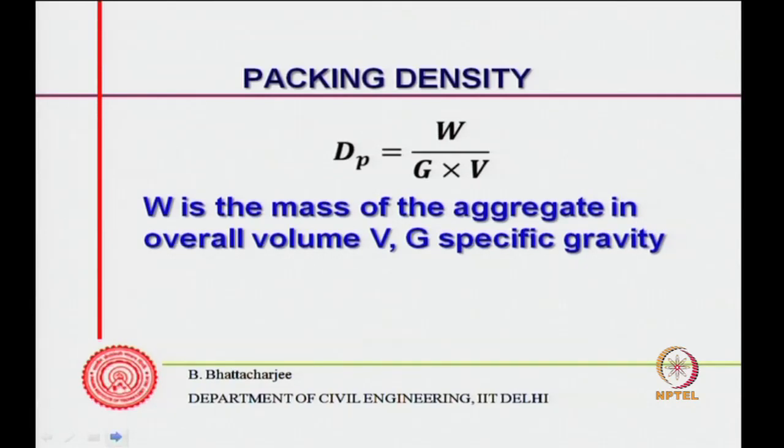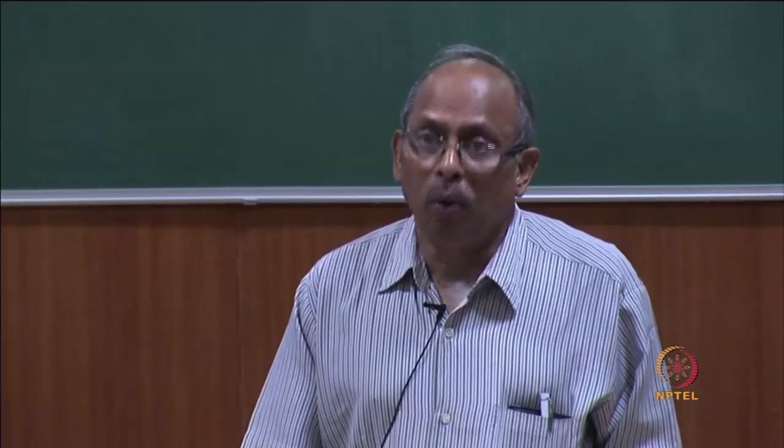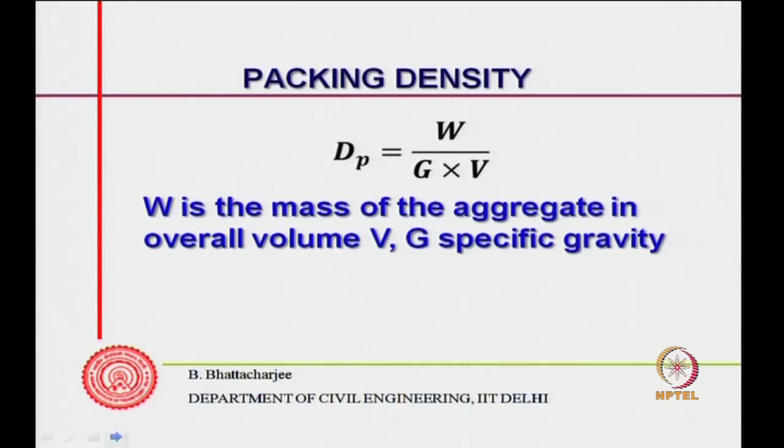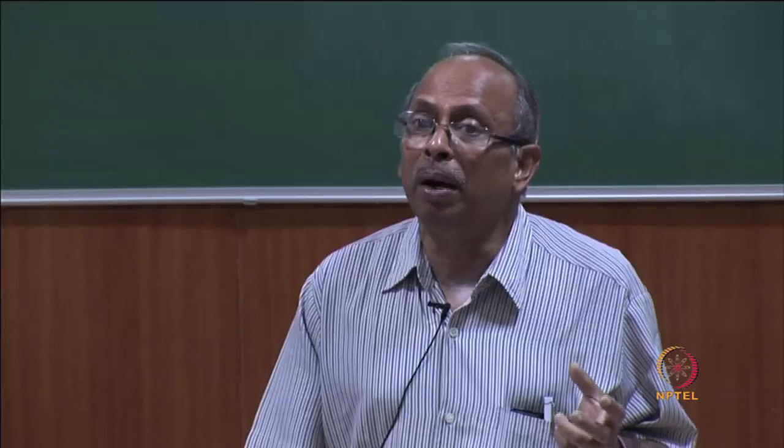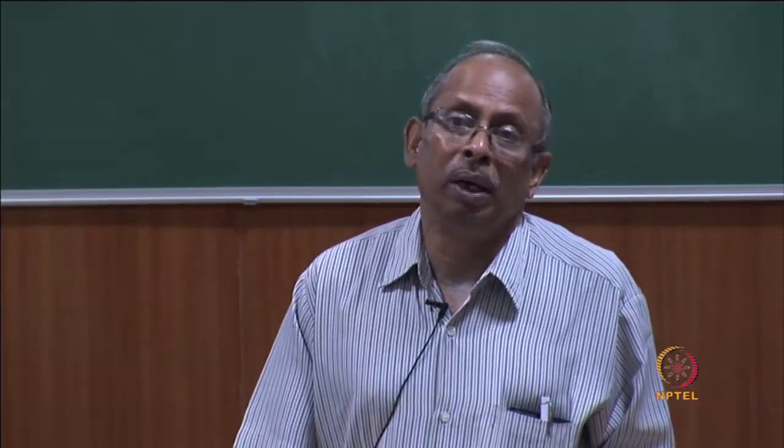Then you pack the aggregates in the proportions that you have decided to put together, and for a given mass W, with G the specific gravity, and if both aggregates have the same specific gravity, the packing density is simply given by W by G, which gives the volume of the solid, where W is the mass of the solid and G is the specific gravity. W by G, the volume of the solid, divided by V, the volume of the container, gives you the packing density.